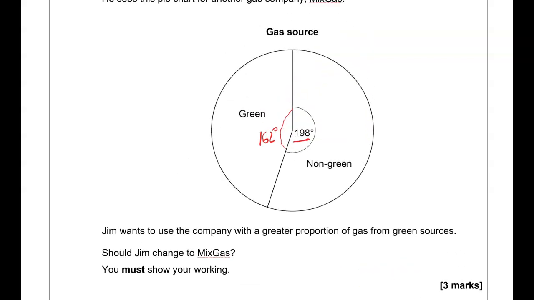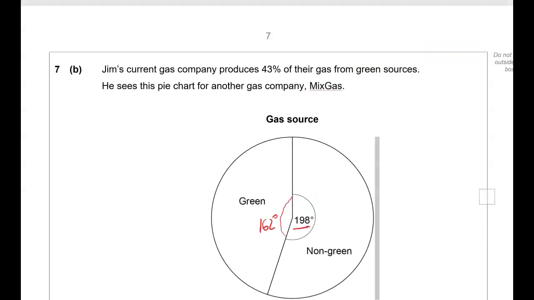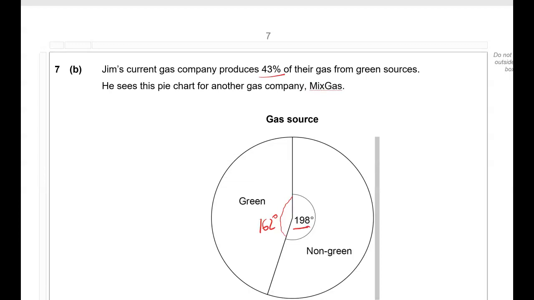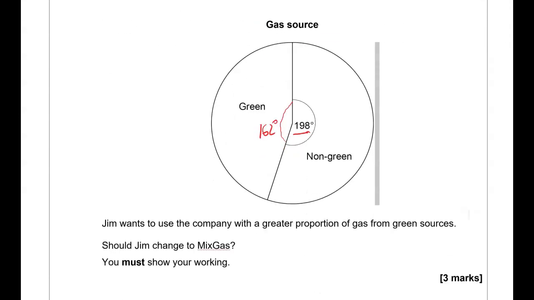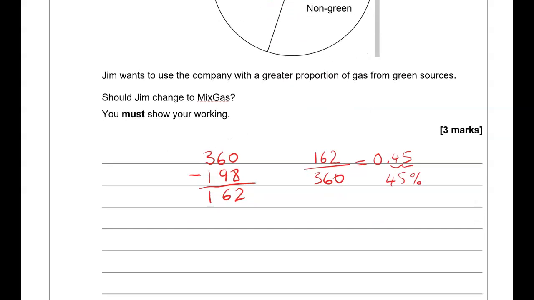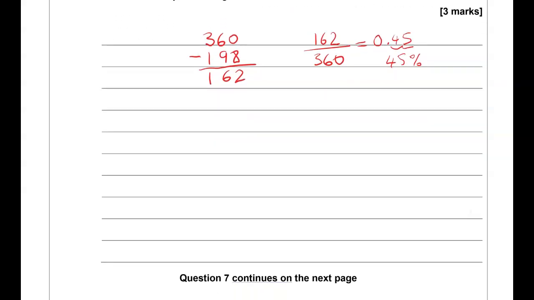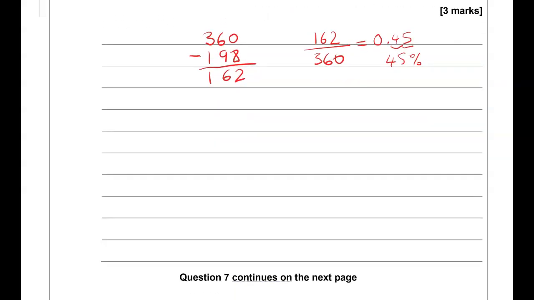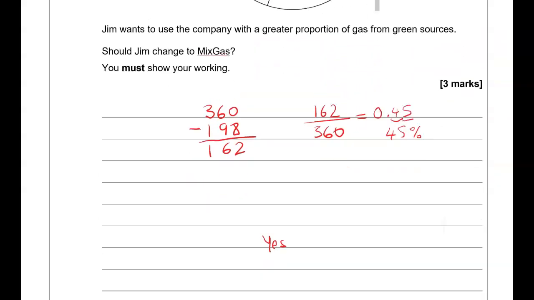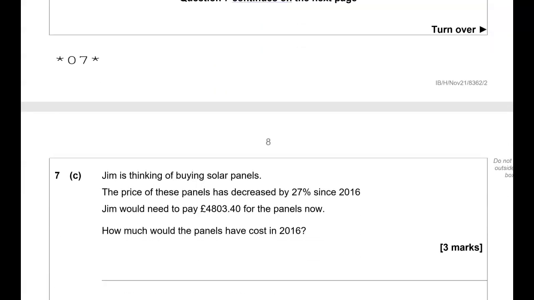So let's compare it now to 43%. So it's a higher percentage than the current gas company that Jim uses. Should Jim change to mixed gas? We're going to say yes. And that should be enough.